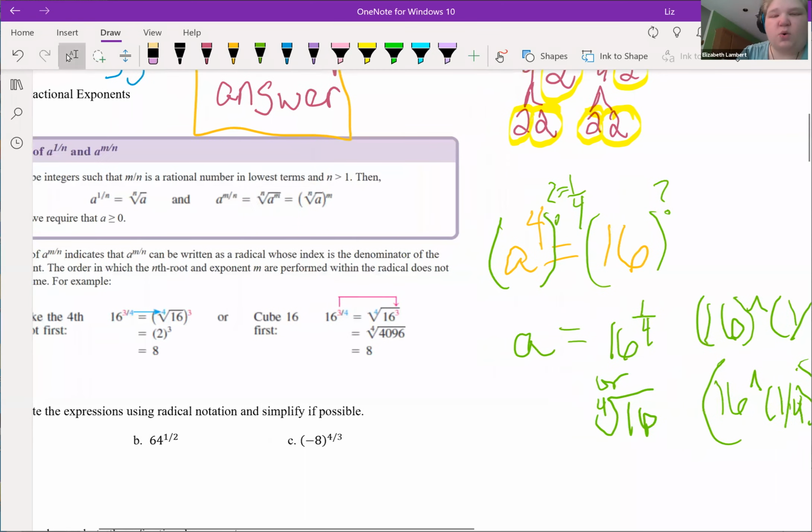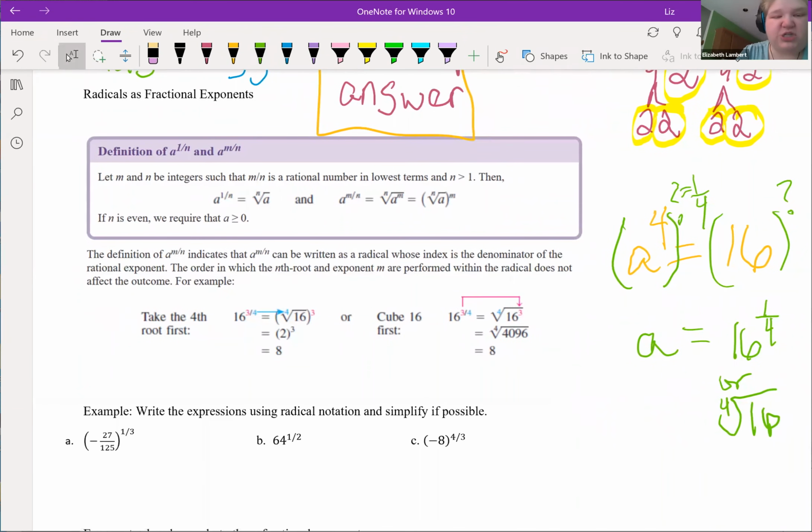So that is why we have this definition here, that 1 over n is equal to the nth root of a. And if I have it as a fraction, m over n, m stays as an exponent on the a, and the n part of the fraction becomes a root. Or you could just leave it as the fraction m over n. So our old exponent rules still apply here. If I've got the same base and I'm multiplying them, I can just add the exponents.